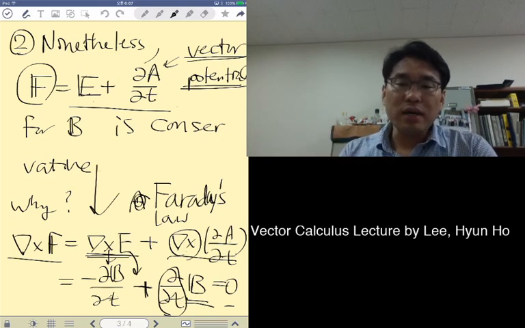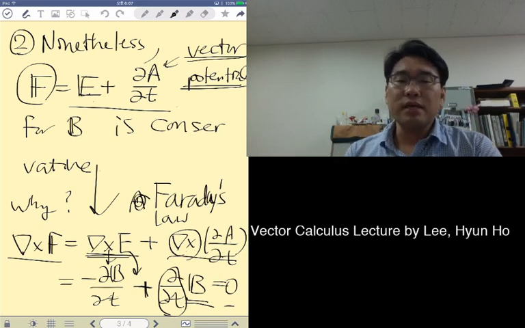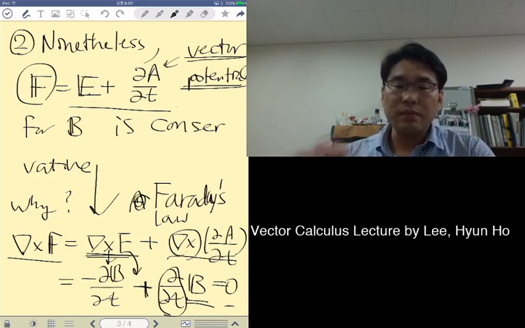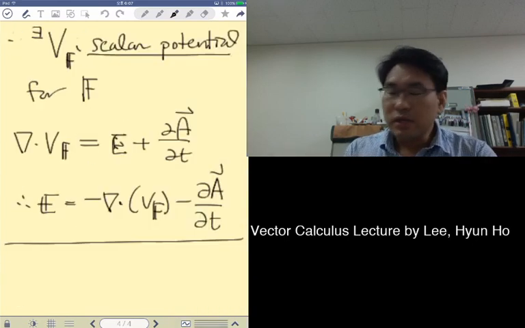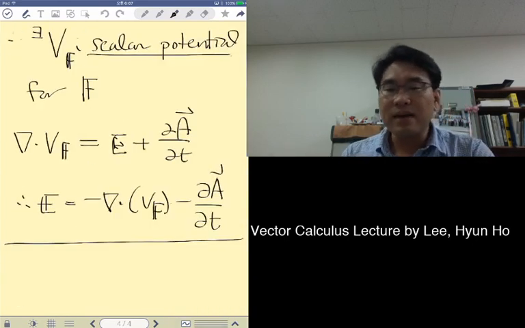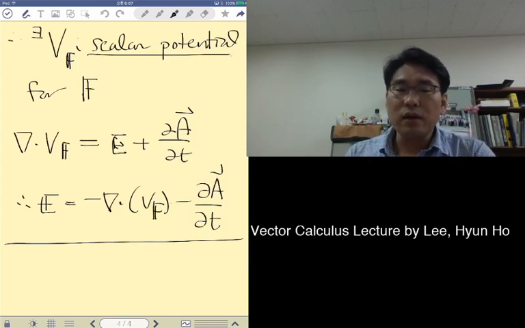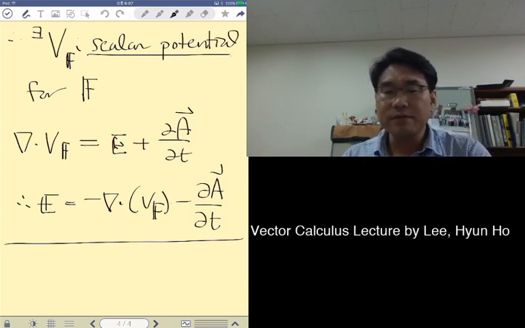So by Poincaré's lemma, F is conservative. This means that F has some scalar potential. So let's say that phi sub F is a scalar potential for the vector field F.